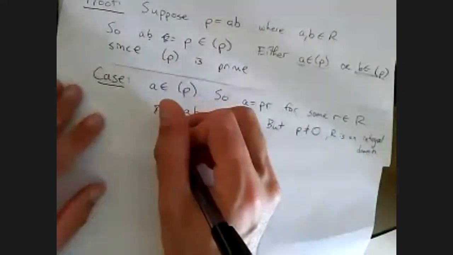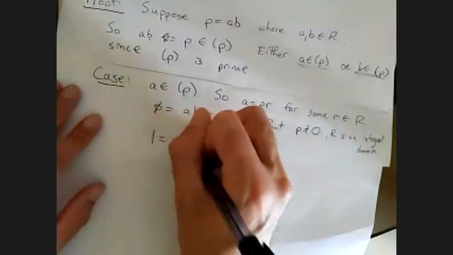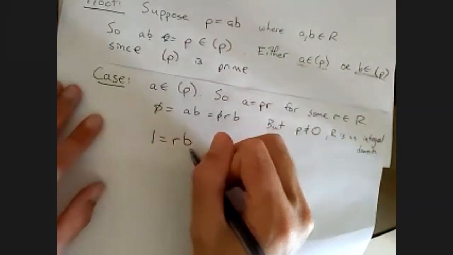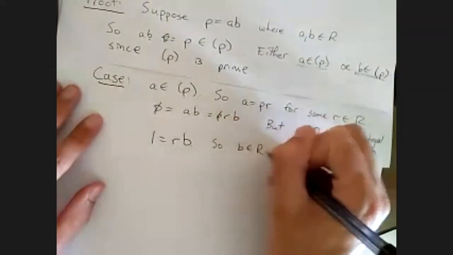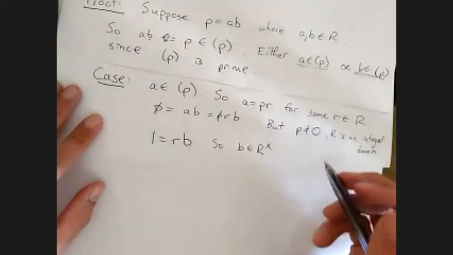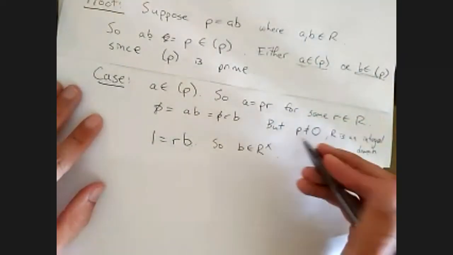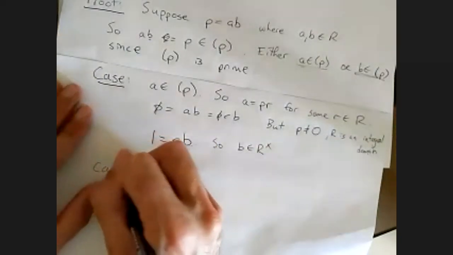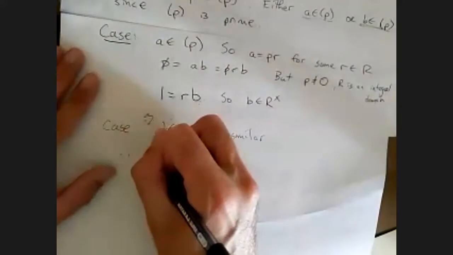And what do I get? Well, if I cancel P from P, I just get 1. If I cancel P from PRB, I just get RB. And now I have that 1 is R times B. That means that B is a unit. In other words, I've shown that either A or B is a unit, and that's the end. I should really say that the case that B is an element of P is similar. That implies that A is a unit. So therefore, P is irreducible.